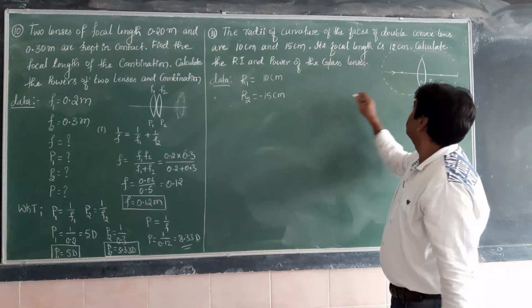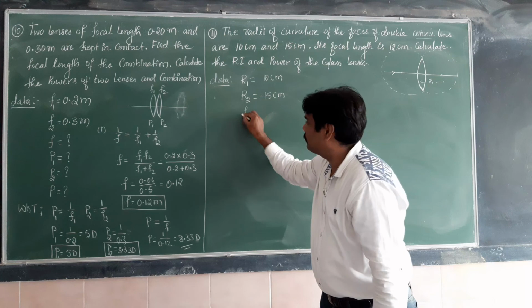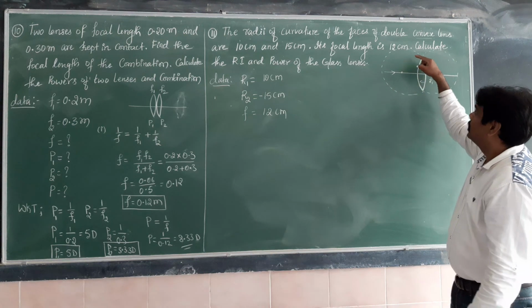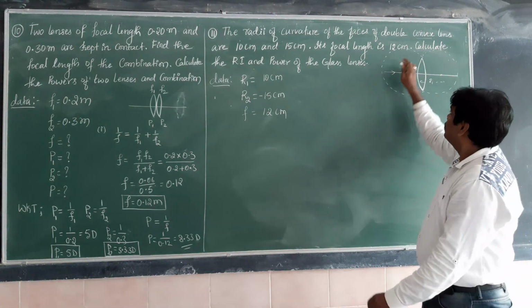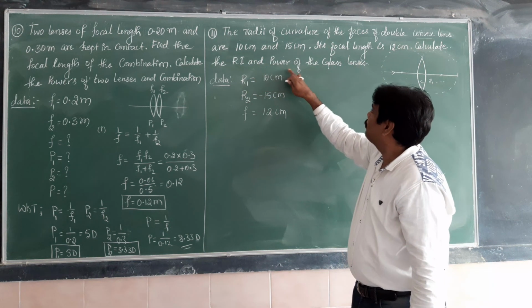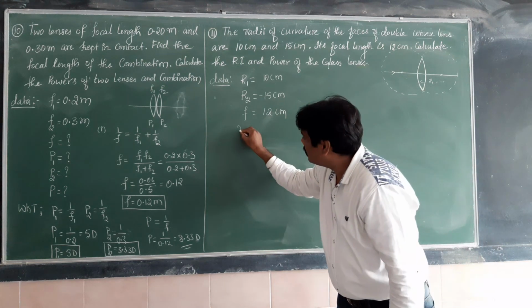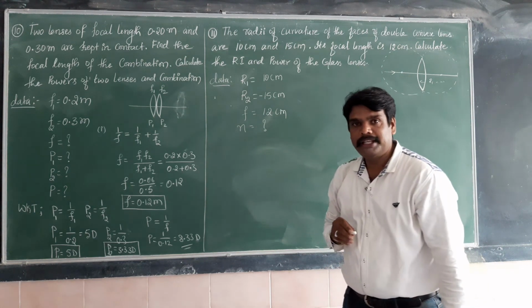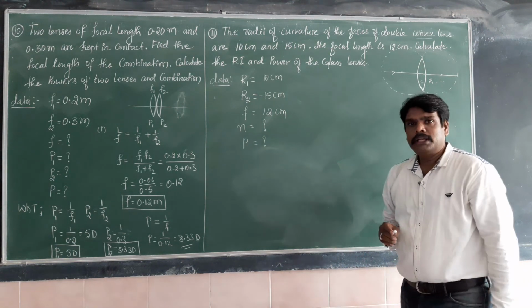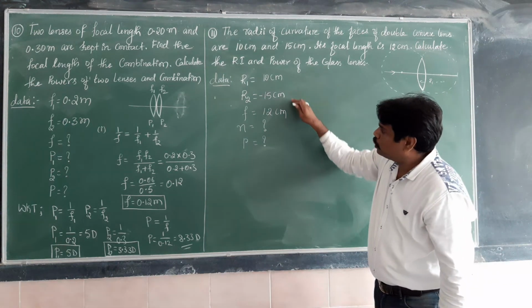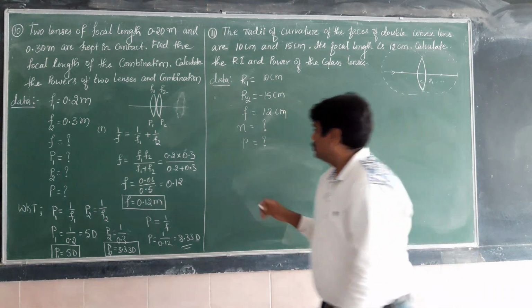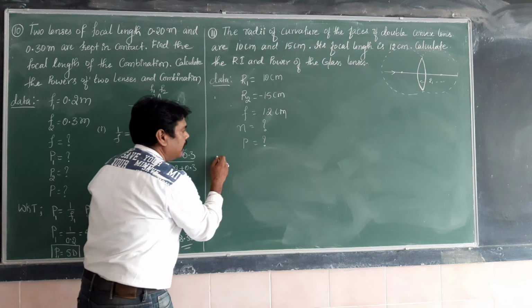The focal length of this lens is given as F equal to 12 centimeter. So in this problem, what do we have to calculate? Calculate the refractive index and power of the glass lens. Refractive index is represented by n and power is represented by P. So we have a formula. If R1, R2, and f are given, then the relation connecting these quantities is the lens maker's formula.